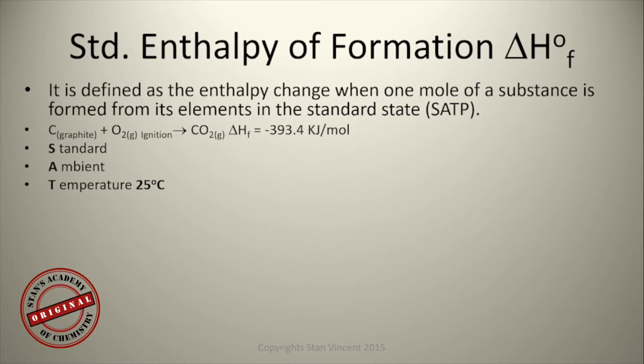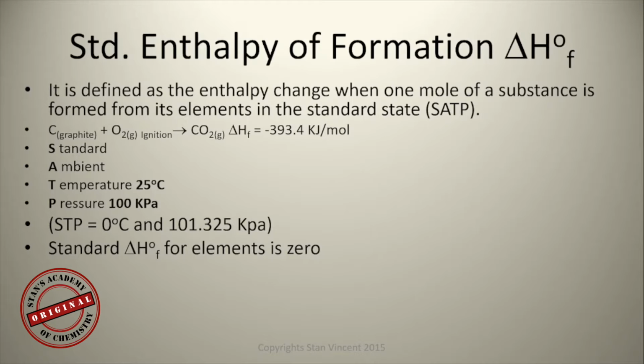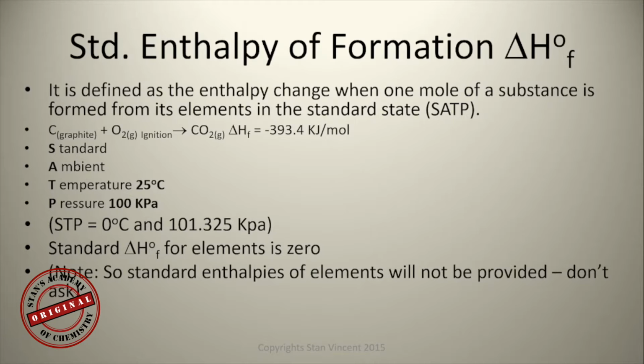When we talk about standard ambient temperature and pressure, the temperature is 25 degrees Celsius or 298 Kelvin when you convert degrees Celsius to Kelvin, and pressure is 100 kilopascal. That is implied every time we say the reaction takes place at SATP conditions. If the condition is STP, then the temperature changes to 0 degrees Celsius and the pressure would be 101.325 kilopascals. Standard heats of formation of all elements in the periodic table are taken as 0, so those values will not be provided for you.